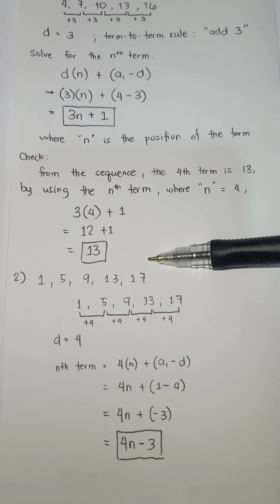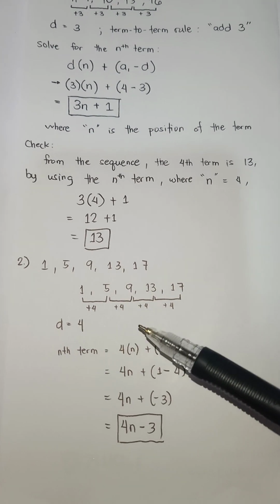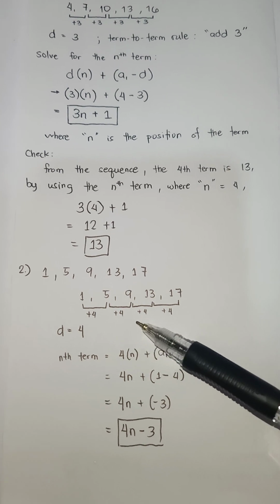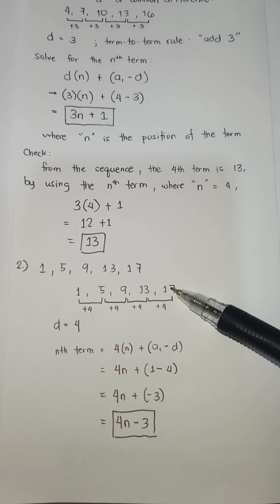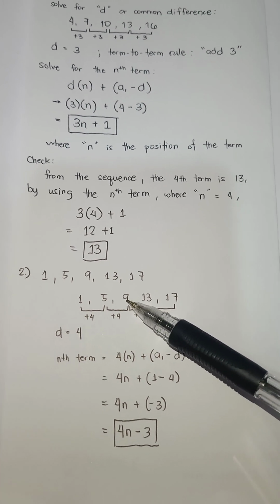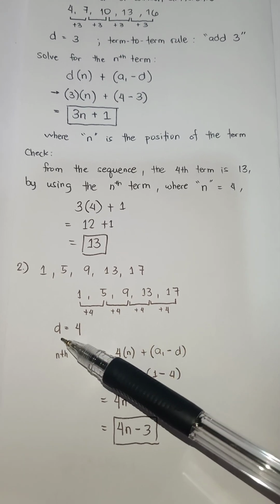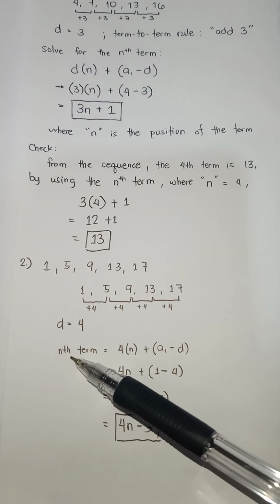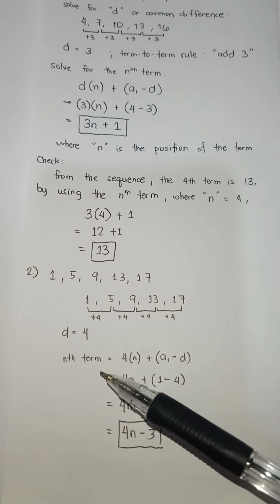Okay, example number 2, we have here another sequence: 1, 5, 9, 13, and 17. Again, the first step is to find the common difference between the pairs of terms in this sequence. So 17 minus 13 is 4, 13 minus 9 is also 4, 9 minus 5 is also 4, 5 minus 1 is also 4. So the common difference is 4. The term-to-term rule is to add 4.